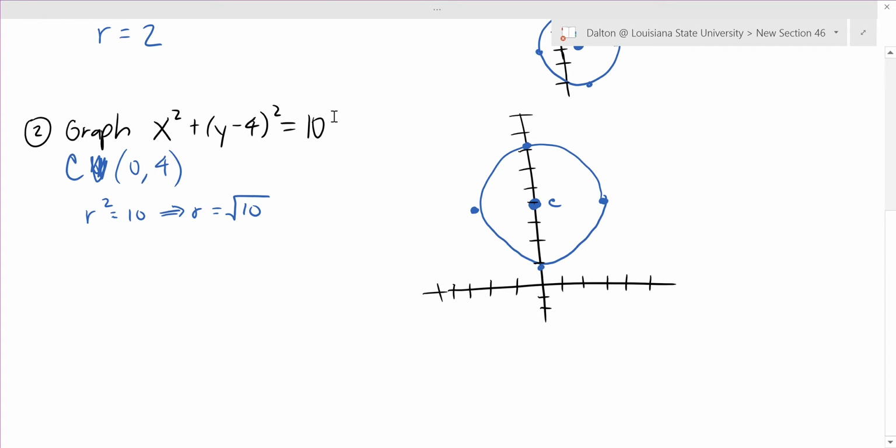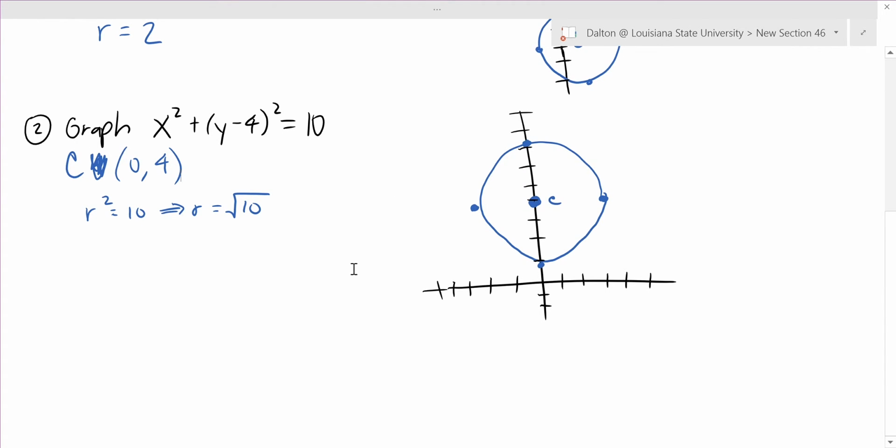So the thing to know here is obviously it's ideal if the r squared ends up being a square number that you can take the square root of, but many times it might not be. That still doesn't change how you would approach the problem.